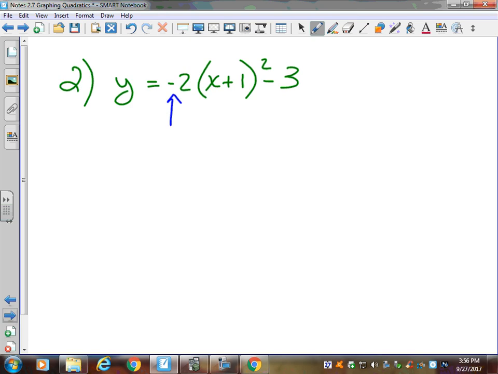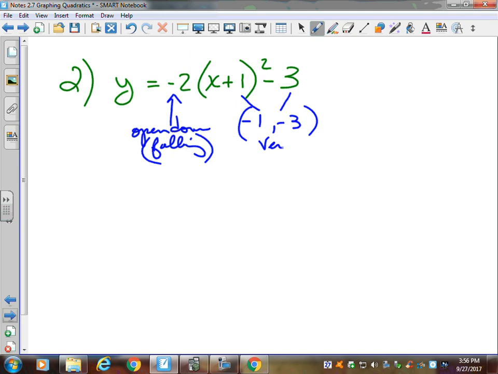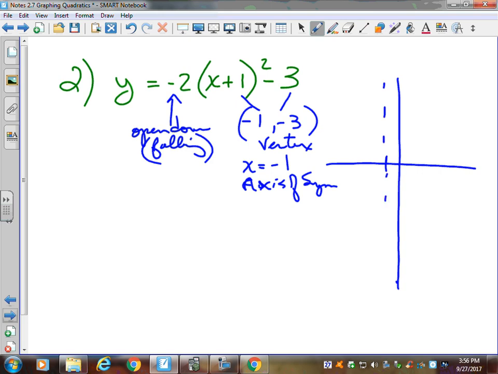Again, the first number in the problem tells you a lot about which way it's going to open. This one's going to open down, which means it's going to fall on each side. And my vertex in this problem is negative 1, negative 3, because I make the x part the opposite to bring it out of a grouping symbol, but I don't change the number for the y. That means my axis of symmetry is x equals negative 1. So if I plot that, what I've got so far is an axis of symmetry through negative 1, and I have a point down here at negative 1, negative 3.